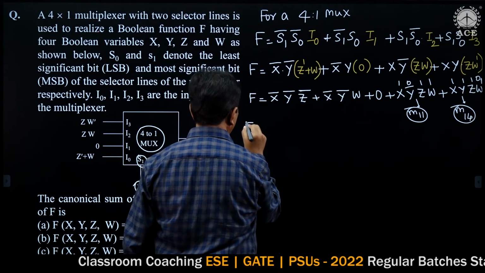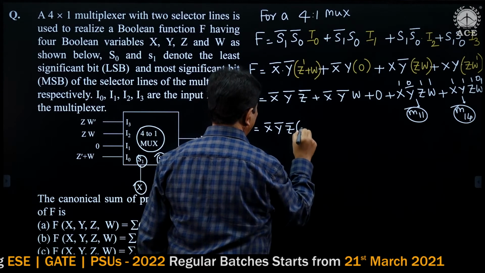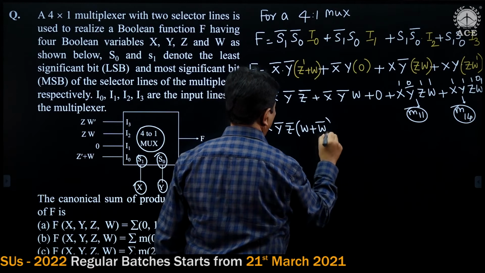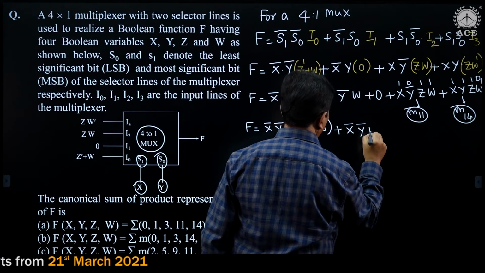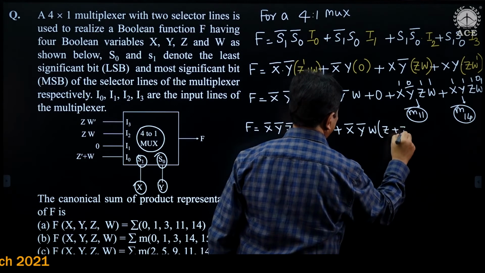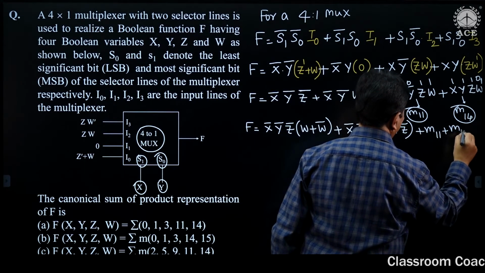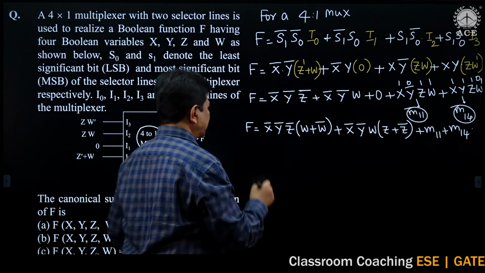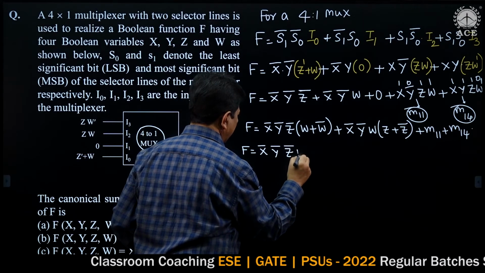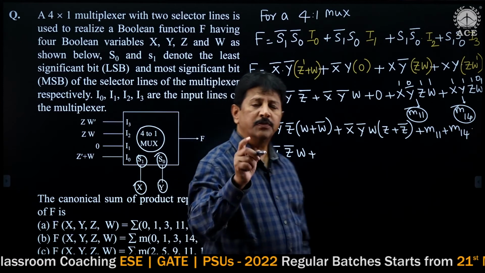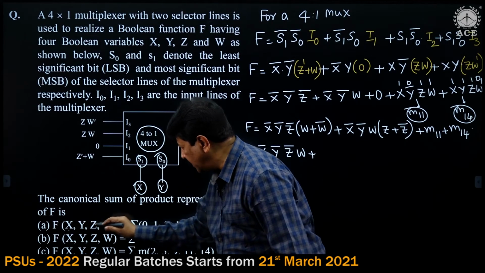So I am going to write f is equal to x bar, y bar, z bar multiplied by w plus w bar plus this one x bar, y bar, w multiplied by z plus z bar, and of course minterm number 11 plus minterm number 14. That's it. So simply expand it. So f is going to become equal to x bar, y bar, z bar, w. In which order do we have to keep all the variables? It should be kept in this particular series x, y, z, w. This sequence we need to follow.